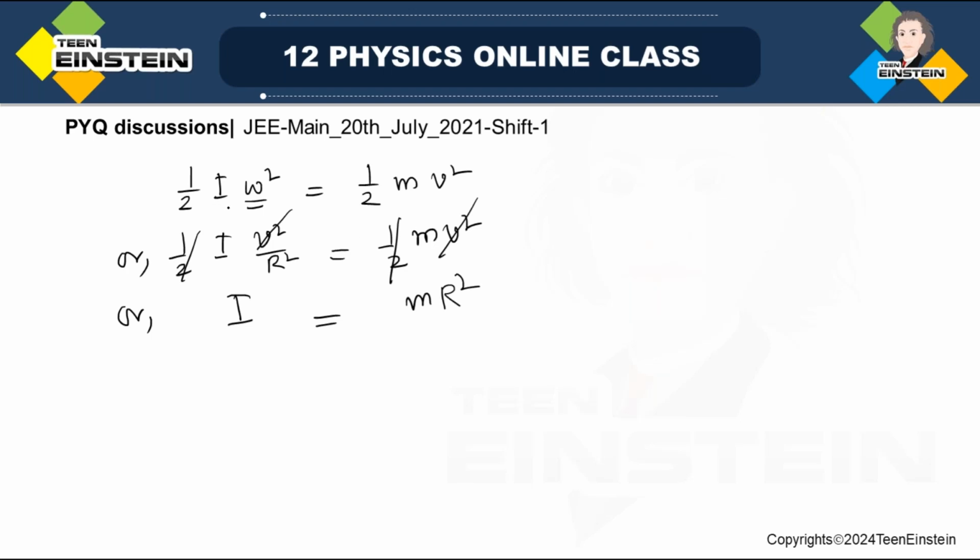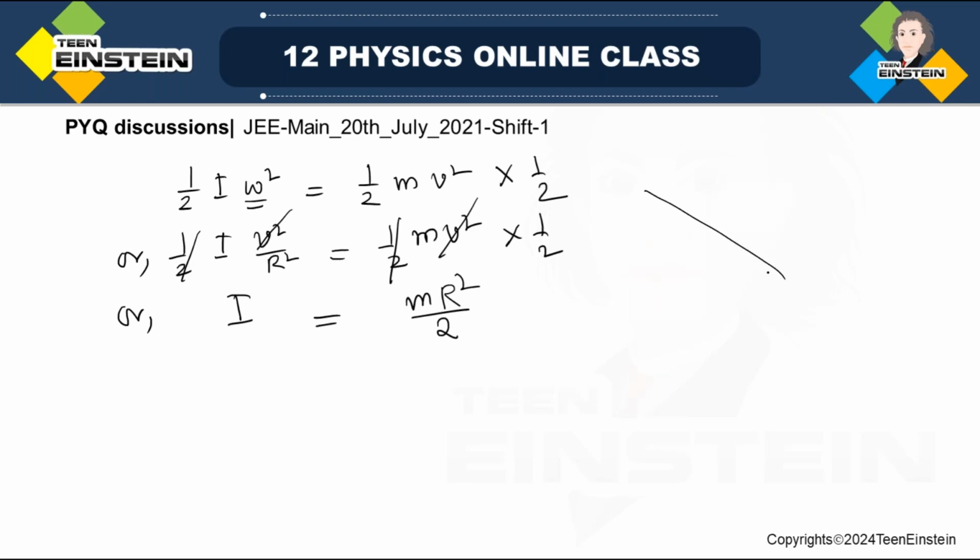If rotational kinetic energy and translational kinetic energy are the same, this is the situation. But here the question says it will be 50%, which means half only. So rotational kinetic energy will be half of the translational kinetic energy, so this half will be here. So I is m R square by 2.